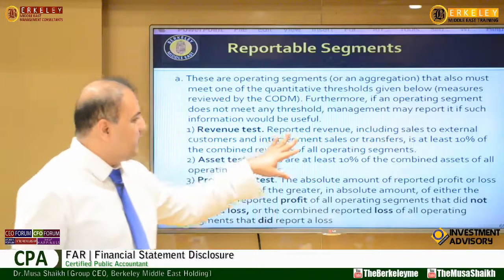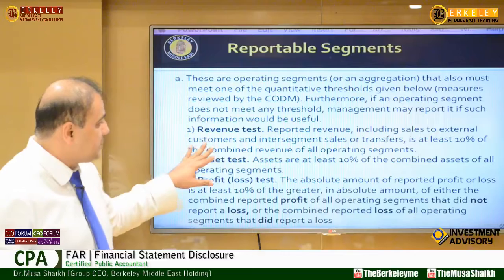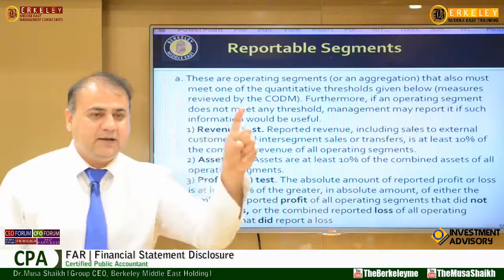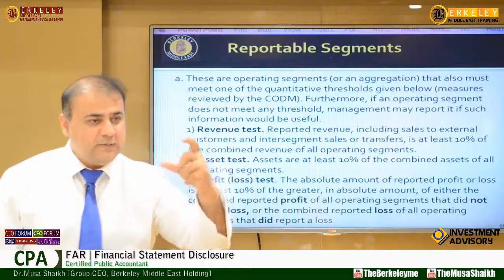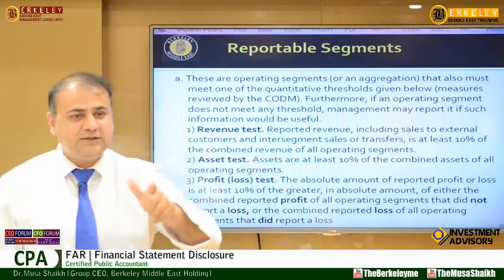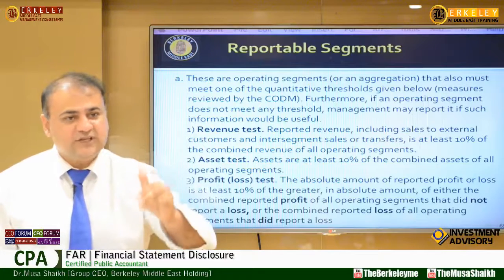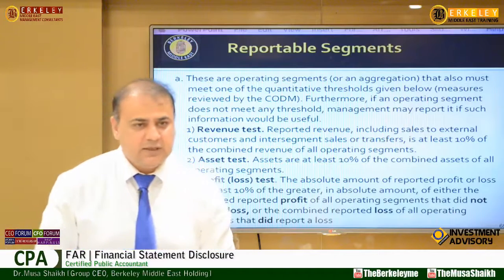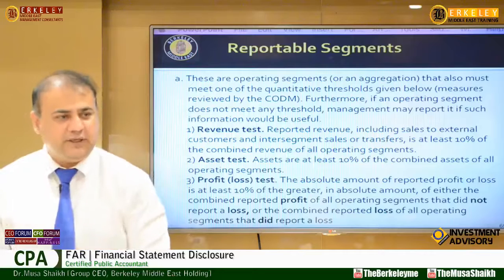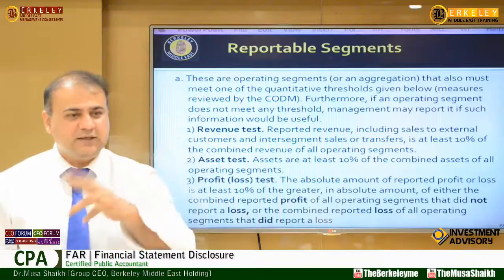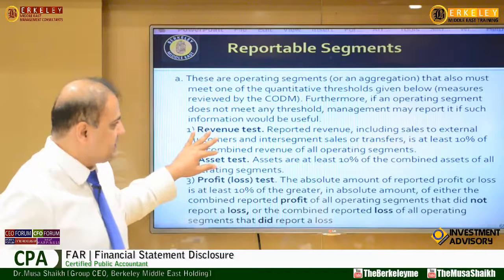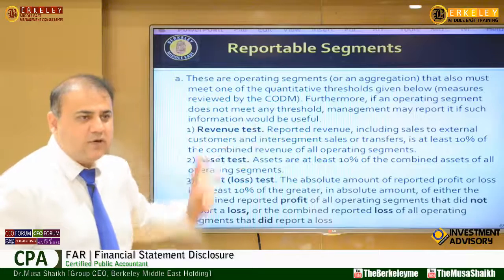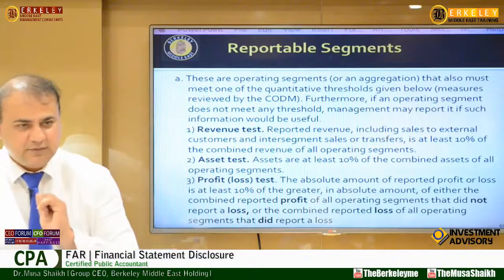Revenue test: reported revenue includes sales to external customers and inter-segment sales. So you will define your sales to external customers, then you will make a separate section for inter-party sales. So this has to be in two sections. If you mix it, it will be misleading because inter-company transactions are subject to stricter regulations than those with a normal customer and supplier. So he says that if it is at least 10% of the combined revenue, then it is a segment according to the revenue test, right?